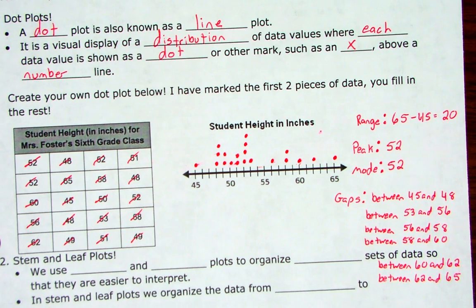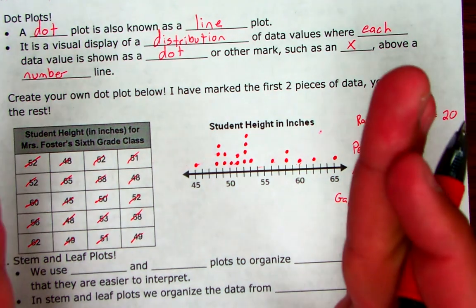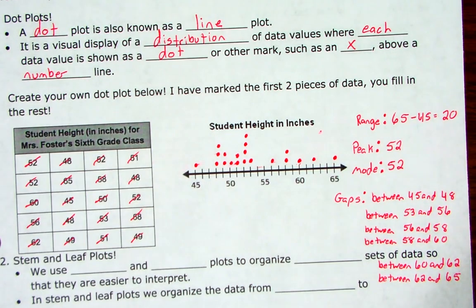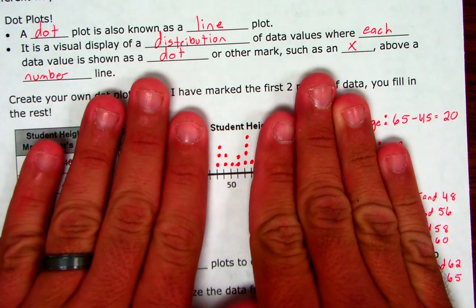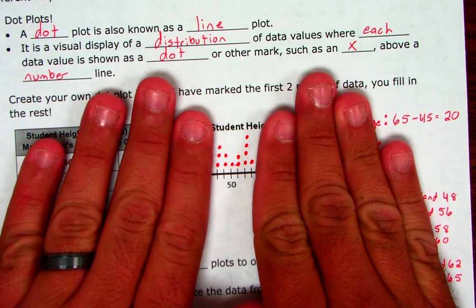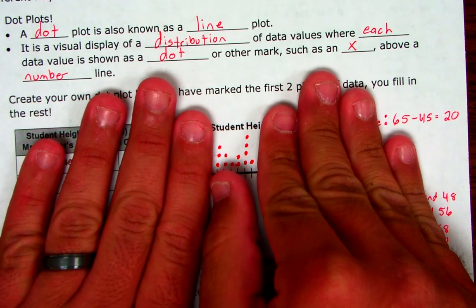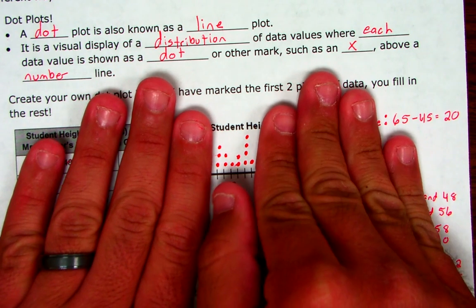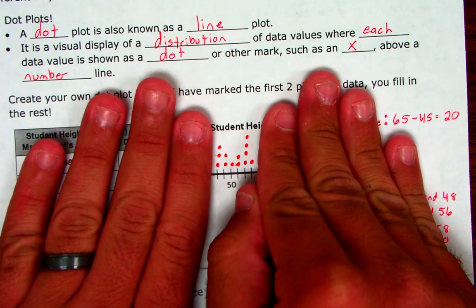Okay, the next one is, do I have a cluster? A cluster is when all your data is in pretty much one small area. It's all bunched together. Well, in this case, I do have a cluster. And now you have to remember, a cluster has no gaps in it. So if you look right here, you see how there's no gaps between this data? All this data right here is clustered together. So my cluster would be between 48 and 53.